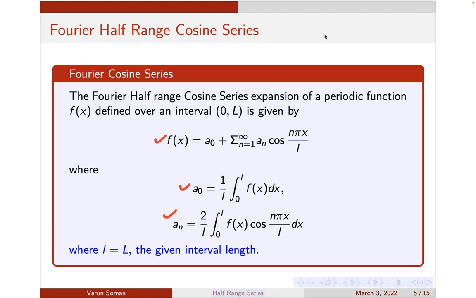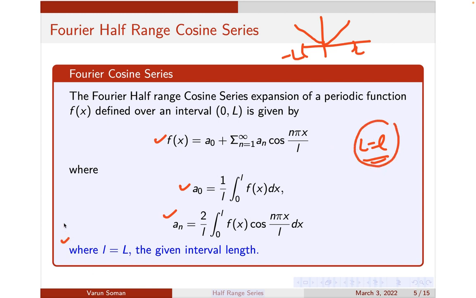So in this case, the given function, which was defined over the interval minus L to L, is actually expanded as an even function to the interval minus L to L. Your given interval length is actually taken as L here. In the usual case, the given interval was taken as 2L, but in this case you are extending it to minus L to L, thereby making the given interval length L. That is the only difference from the original case.